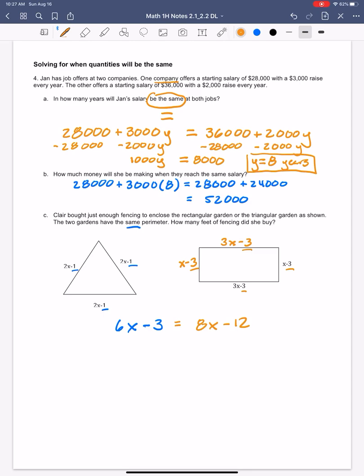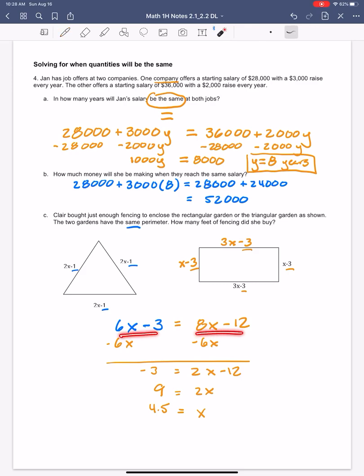And I can subtract 6x from both sides. And I get -3 equals 2x minus 12. Add 12 the other direction. I get 2x equals 9. Divide by 2, so x equals 4.5. And then it wants to know how many feet of fencing she bought, so I can go ahead and plug that 4.5 into either one of these expressions, into one side, and that should be the same for both of them. So I'll go ahead and plug it in for the triangle.